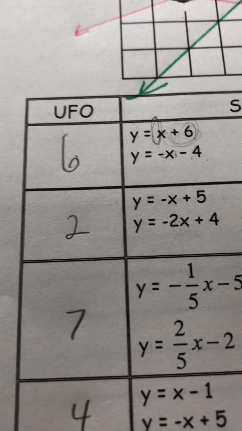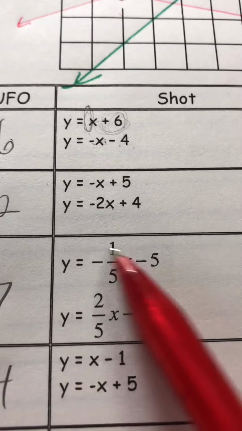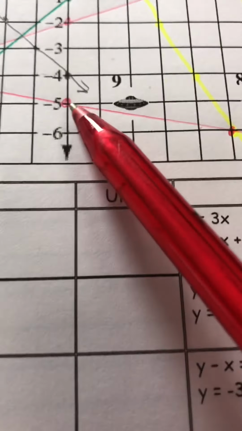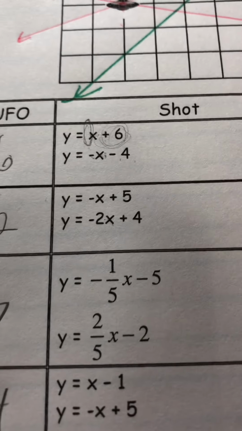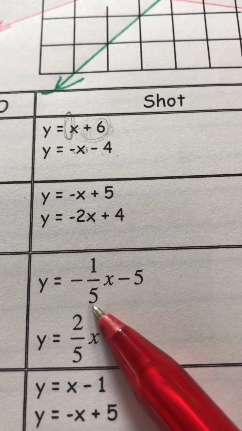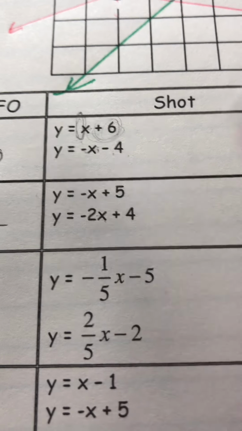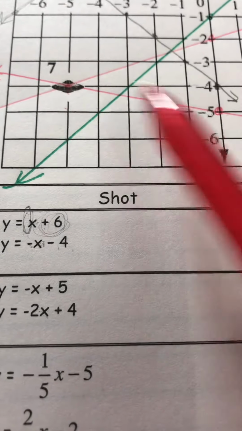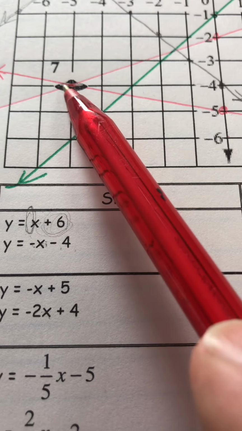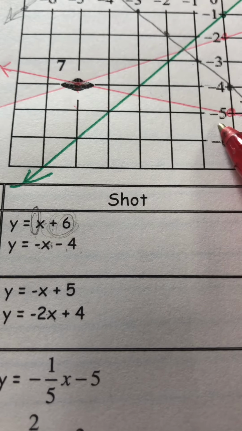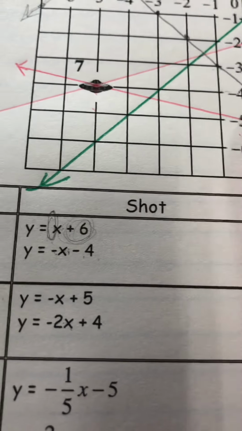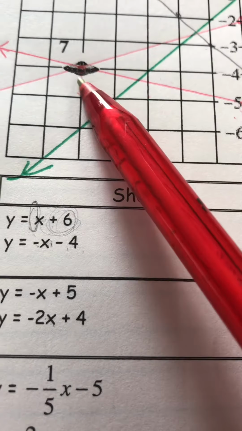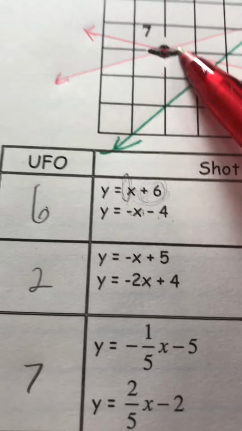Next one I did was in red. My y-intercept is -5, so I'm at -5. And then I'm going down 1 over 5. The previous point would have been back 5, up 1, so reading a graph left to right like I always do, it goes down 1 over 5. Okay? Happens to be on that UFO.